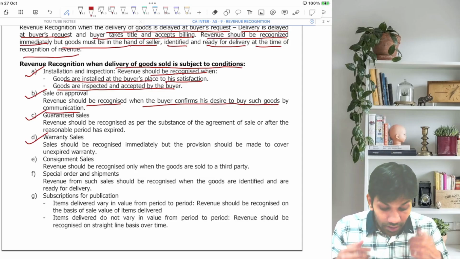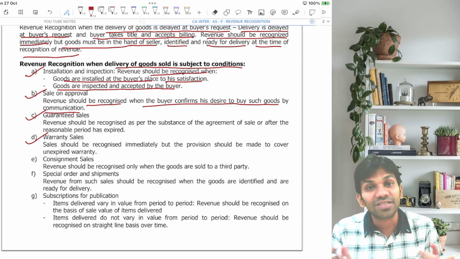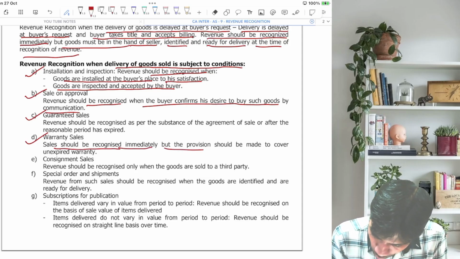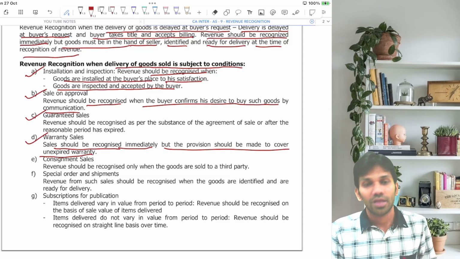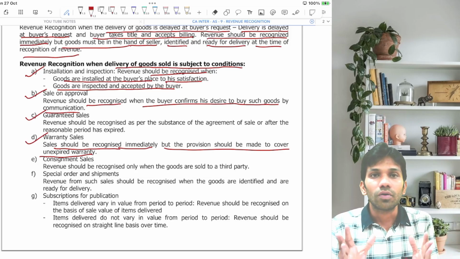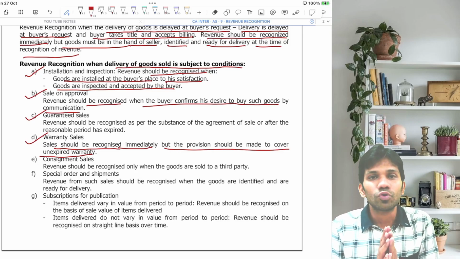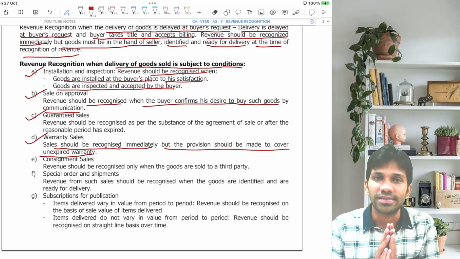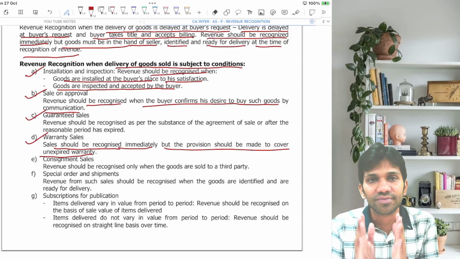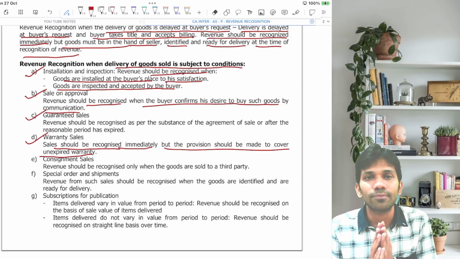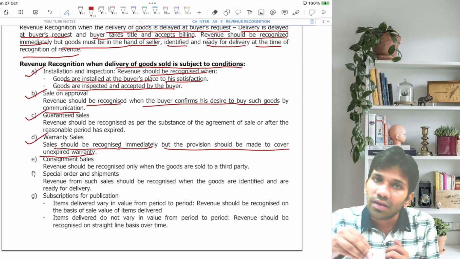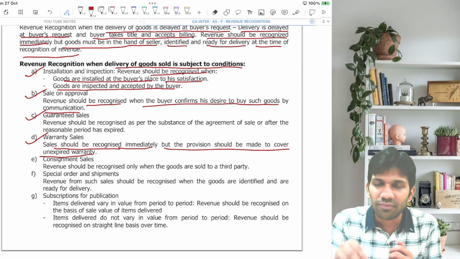Let's see that, and then guarantee sales. So first I'll explain warranty sales, then guarantee sales. Sales should be recognized immediately, but the provision should be made to cover the unexpired warranty. Now let's assume I am a mobile dealer. I sell mobile phones to customers. Based on my past experience, if I sell 100 mobiles of one brand, let's assume Samsung, in 1 year, 10 mobiles come for some defects and I have to make it good, or make good the repairing work and give it to the customer.